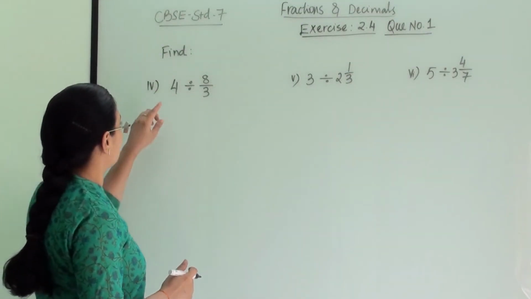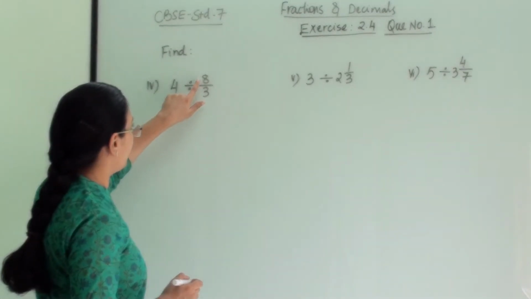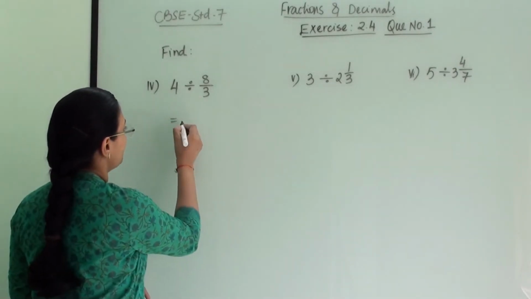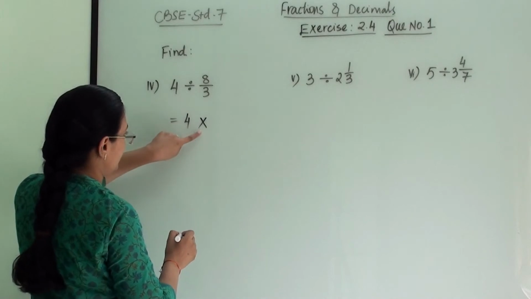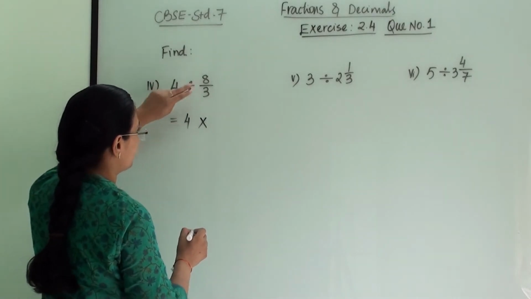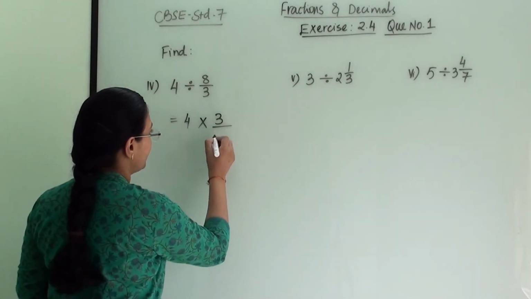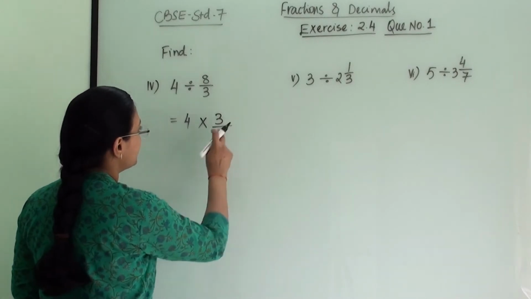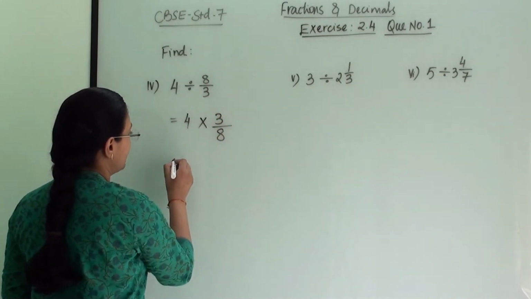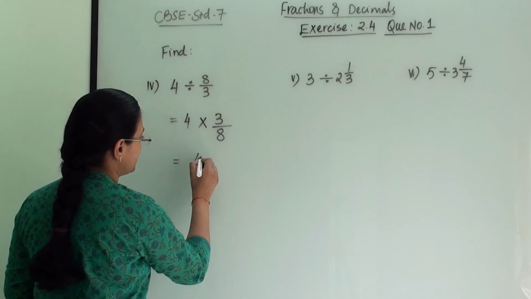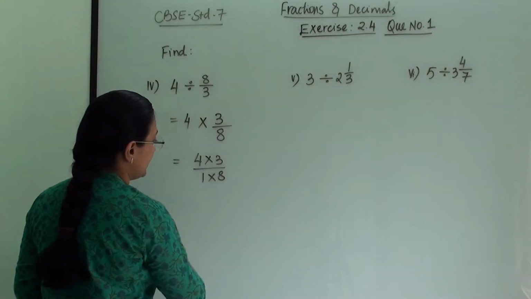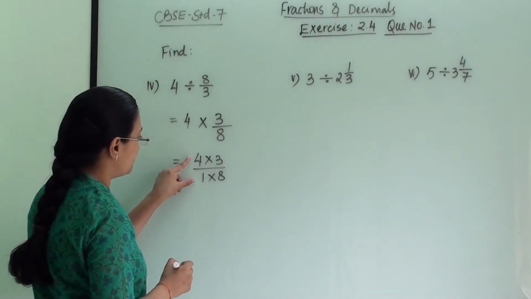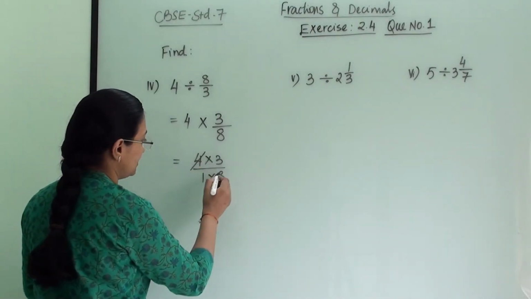The fourth numerical is 4 divided by 8 by 3. So here we will write 4, and then we will convert this into multiplication sign, and then we will take the reciprocal of this. So we will write here 3 by 8, the reciprocal of 8 by 3. So now let us do the multiplication, 4 into 3 divided by 1 into 8. Now let us check whether we can reduce anything or not. Yes, we can reduce.